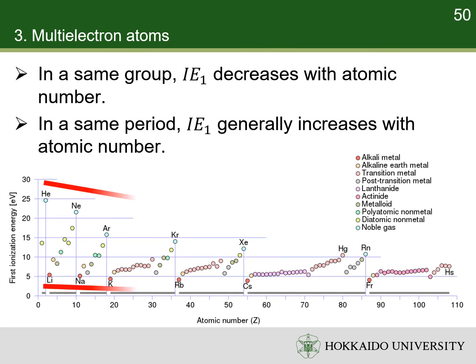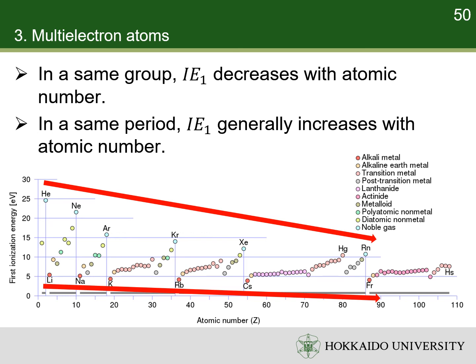In a group, the first ionization energy decreases with atomic number. It is because as the atomic number increases, the outermost electron becomes further from the nucleus and weakly bonded. In a period, the first ionization energy generally increases with atomic number. It is caused by the increase of effective charge.